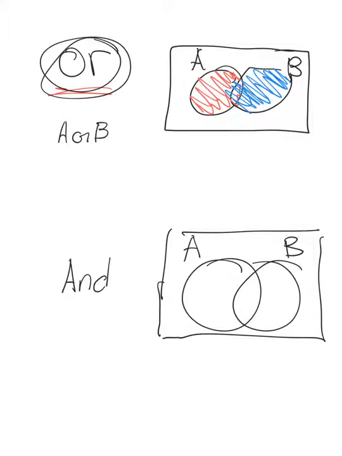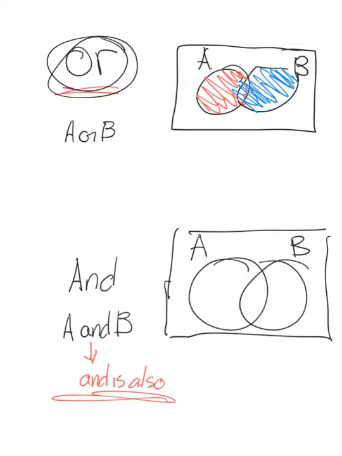The word "and" here means everything that's in A and is also in B. So "and" here is "and is also." Think of it that way.